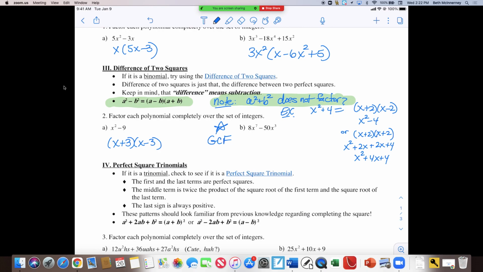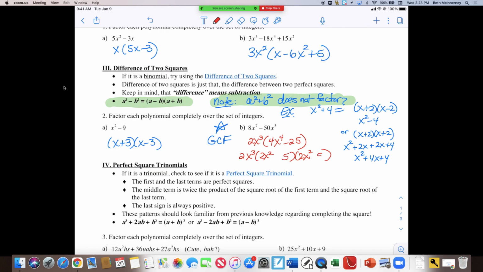Okay, so in letter B, what's the GCF here? 2x cubed. And then I would get 4x to the 4th minus 25. Oh, 4x to the 4th is a perfect square. That's 2x squared times 2x squared. 25 is a perfect square.